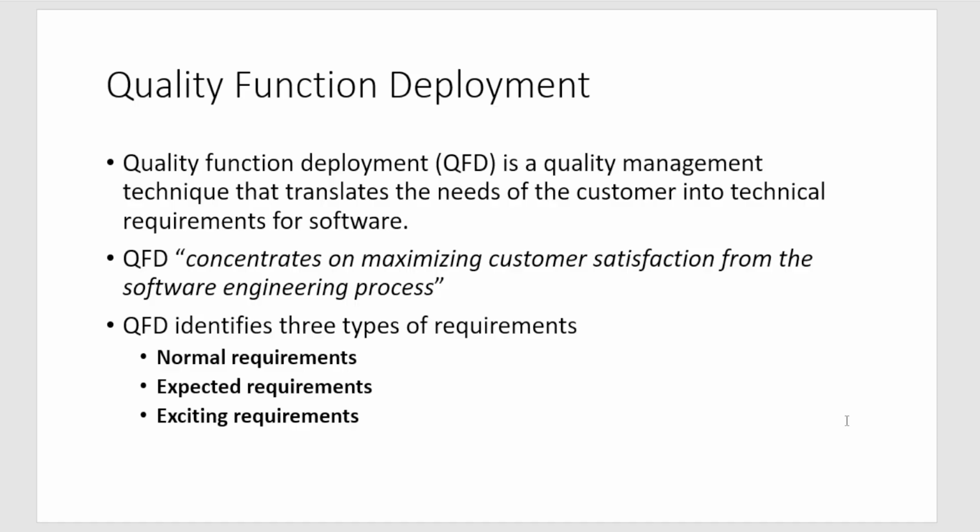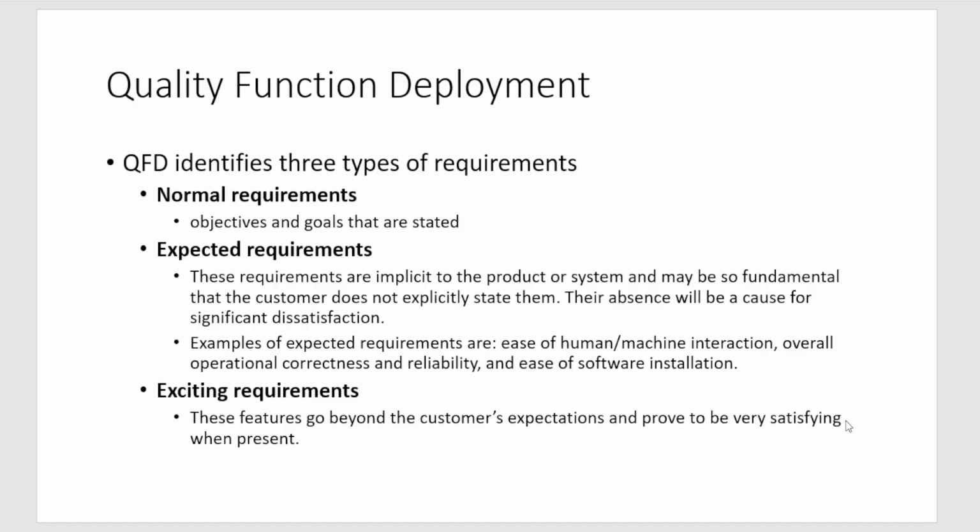So for achieving this prime focus, it divides the requirements into three basic types. First, it's called the normal requirements. Second is called the expected requirements, and the third is called the exciting requirements. Normal requirements are the basic requirements that are given by the customer in the form of a written document, or they are explicitly stated. That means the goals and objectives are given in the form of a requirement document or any other form, but they are explicitly told to the developing team by the customer.